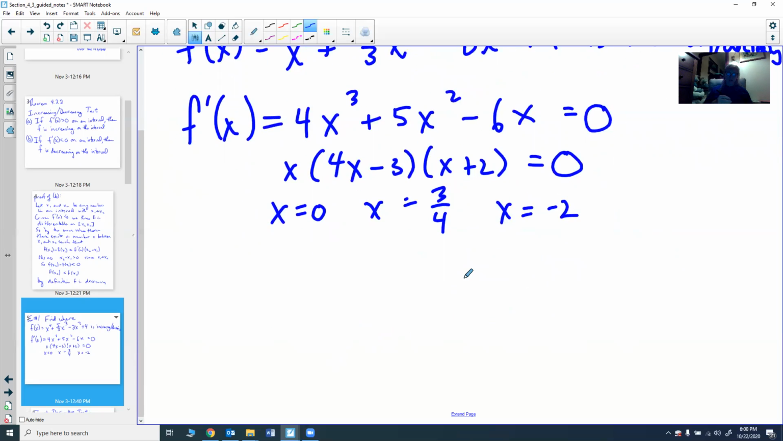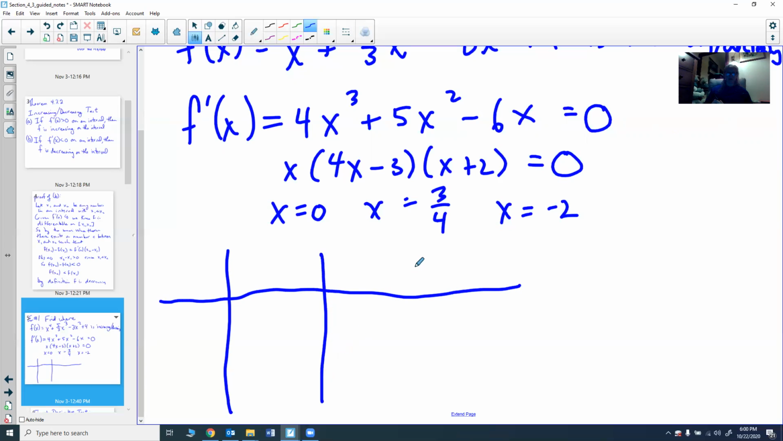Now what we want to know is what the derivative is doing at these critical points. So let's go ahead and look at that. I like to make up a number line. My number line will contain all my critical points. So we had -2, we had 0, and we had positive 3/4.